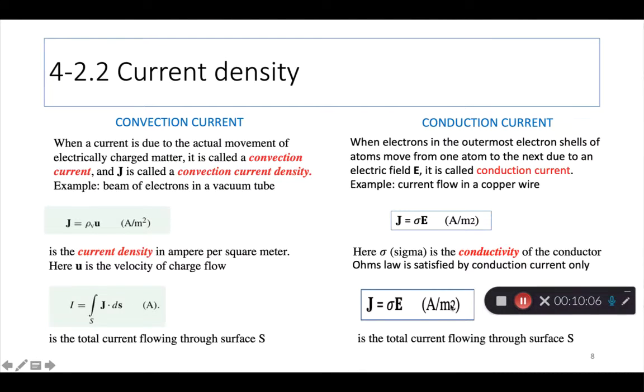There's something wrong here. This should be an integral. Sorry, I think I have to fix this. I think this is similar to this here. Anyway, that is conduction current.